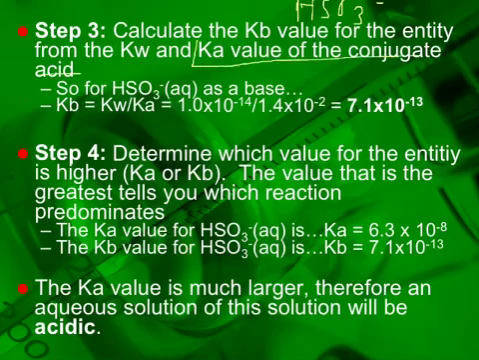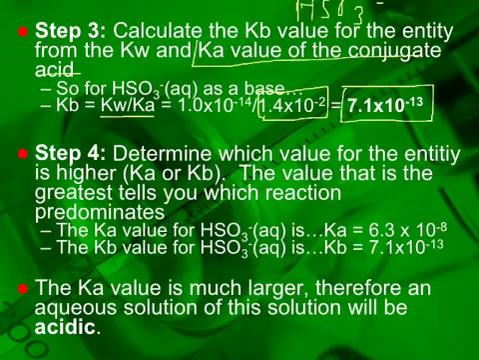We know the Ka for the conjugate acid is 1.4 times 10 to the minus 2, and we can determine the Kb by dividing 1 times 10 to the minus 14 by it. So we figure out the Kb is 7.1 times 10 to the minus 13.